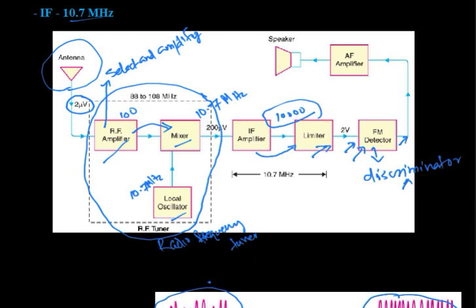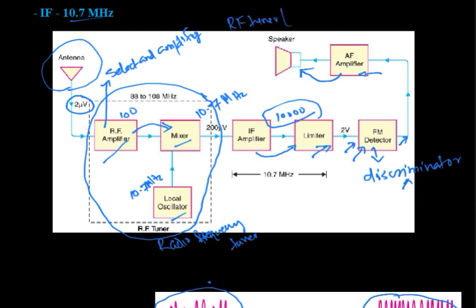Then the output of the discriminator is an audio signal which is given to the audio frequency amplifier, which is again a series of amplifier circuits, and after amplifying this audio signal it is given to the loudspeaker to reproduce the sound. So this is the schematic diagram of an FM receiver. The main circuitries associated with the FM receiver are: one is the RF tuner.